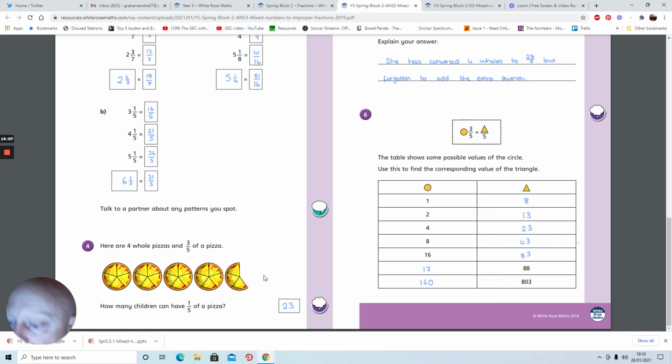Or Mr. Andre could have all 23 pieces to himself, because he likes a bit of pizza and doesn't have it very often.